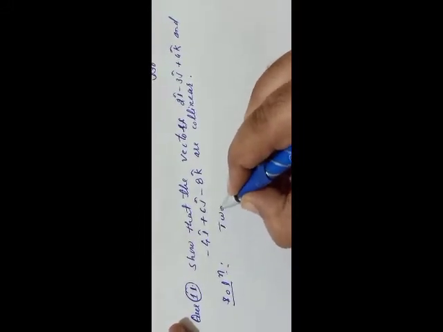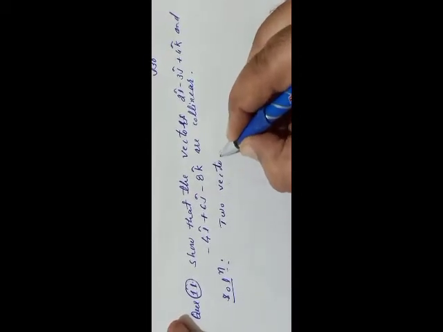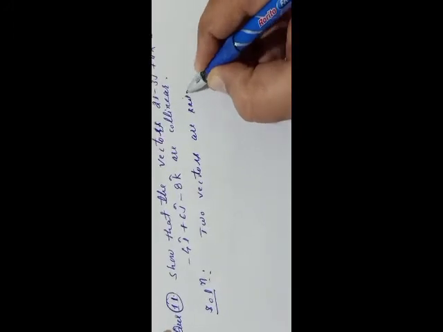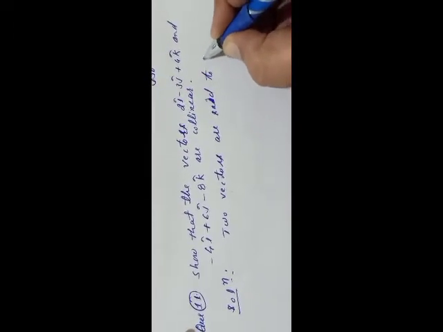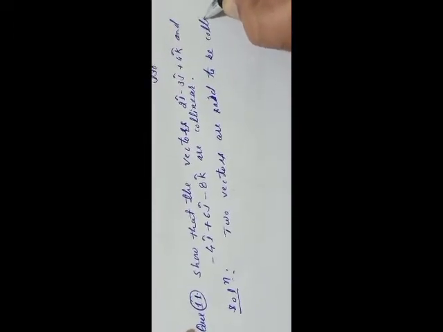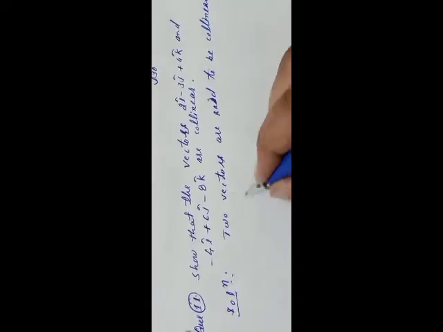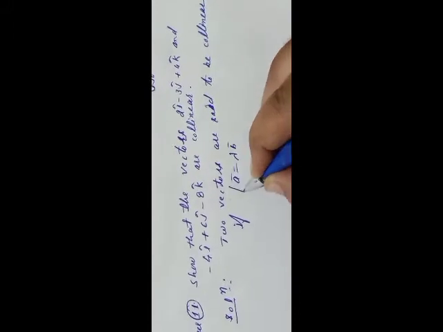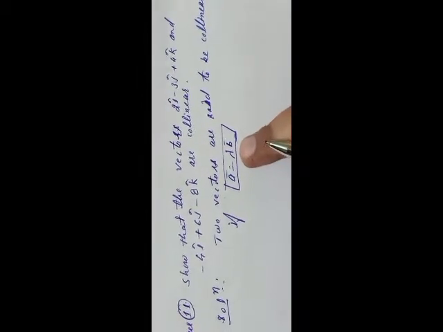Two vectors are said to be collinear. This is a very important property. If A equals lambda B, this is a very important property of vectors. Already I have explained it in the definition. This lambda can be any positive or negative number.